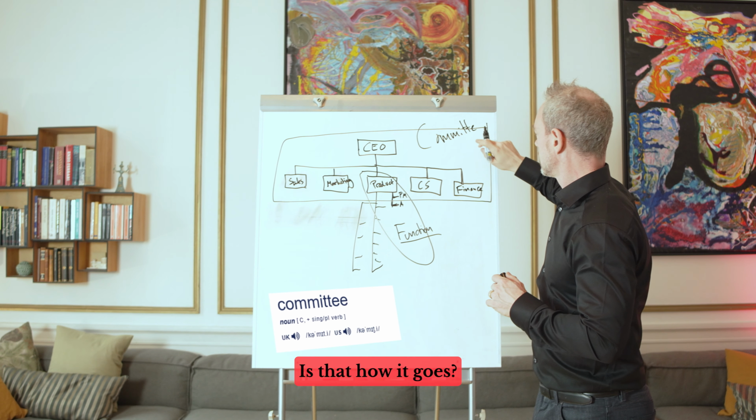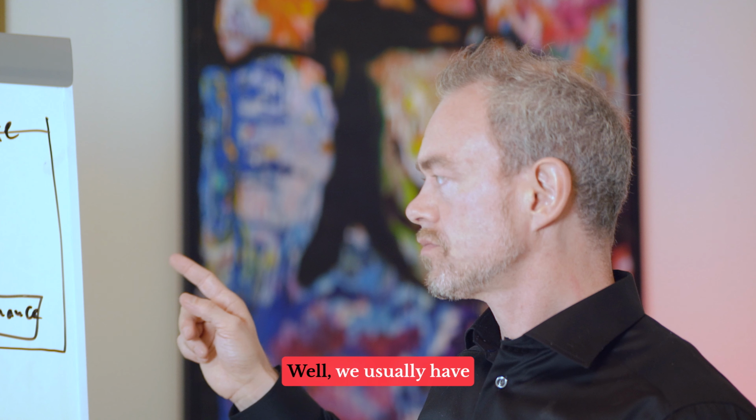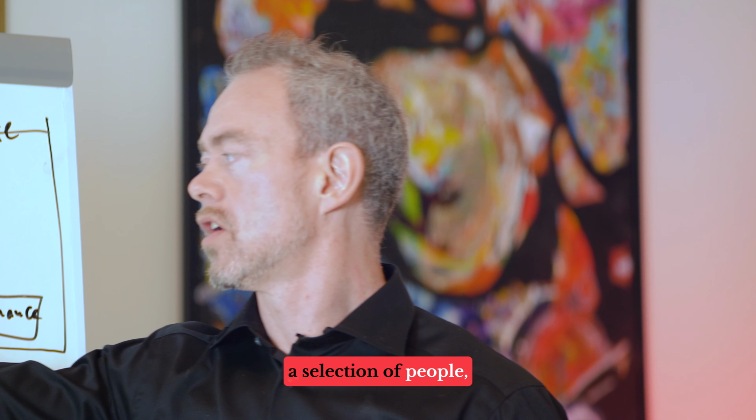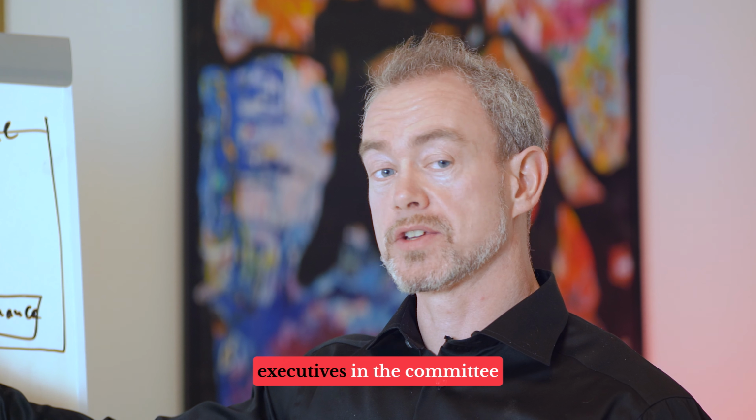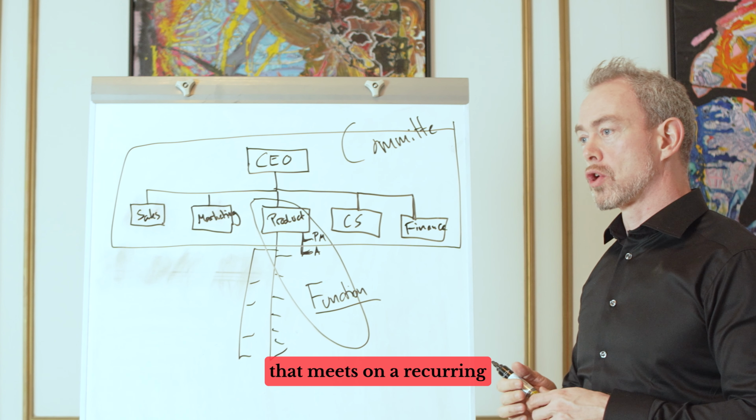Is that how you spell committee? Let's hope that's how you spell committee. Committee layer, where you say, well, we usually have a selection of people, executives, in the committee that meets on a recurring basis.